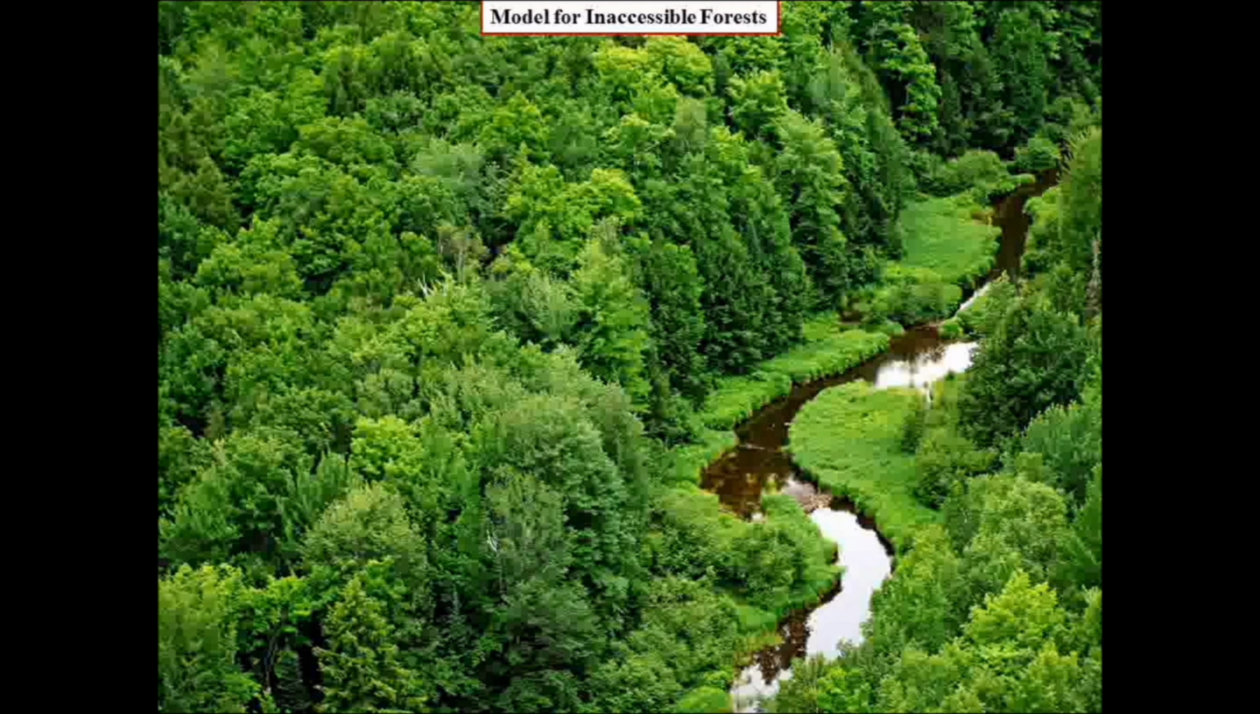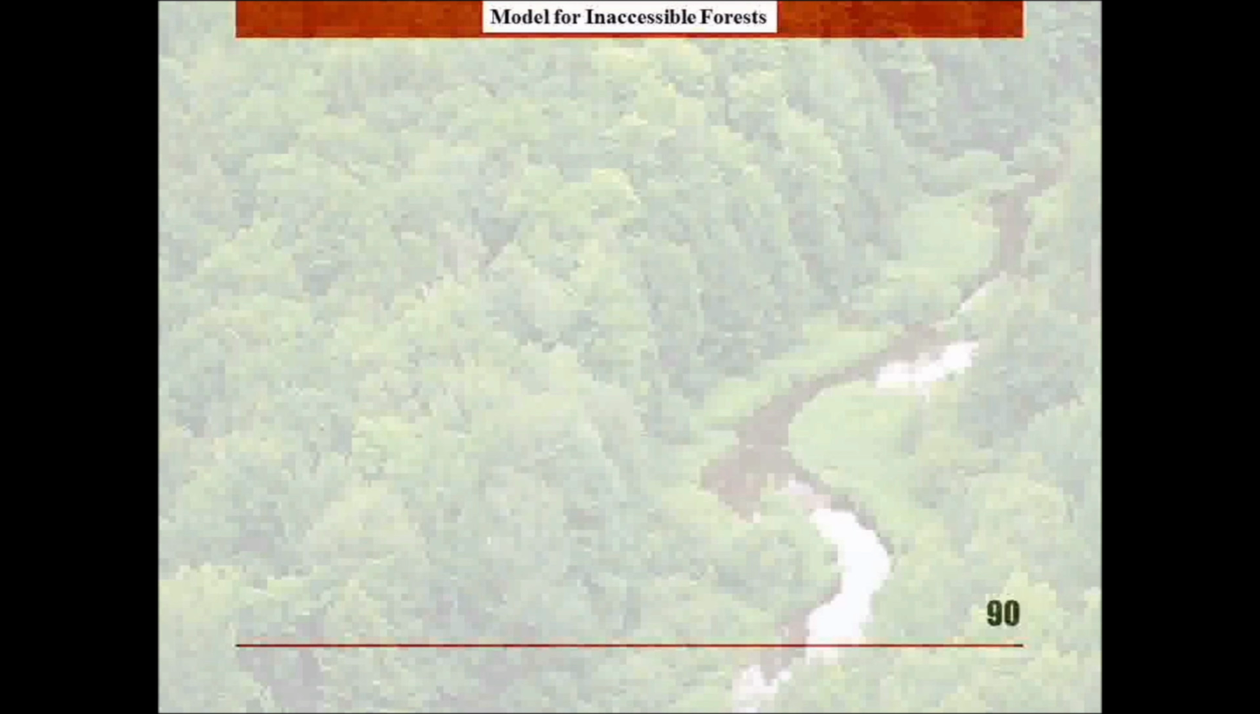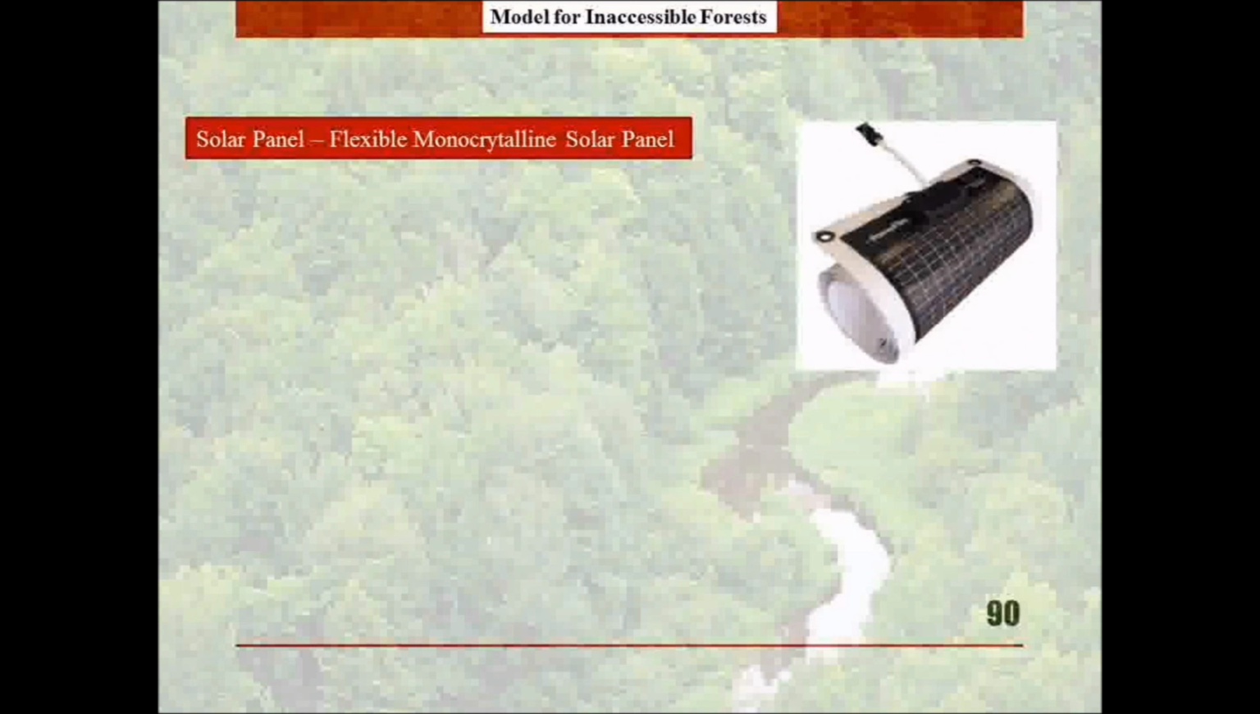Now this is the model for forest along the borders. But the most important thing is to make a mechanical model for inaccessible forest. This is very important, because in accessible forest we can easily implant the forest area module, but for inaccessible forest a different idea has to be made. Now we'll see the model for inaccessible forest. For inaccessible forest, we are taking a flexible monocrystalline type solar panel. The solar panel is flexible so that it can be turned into any shape.